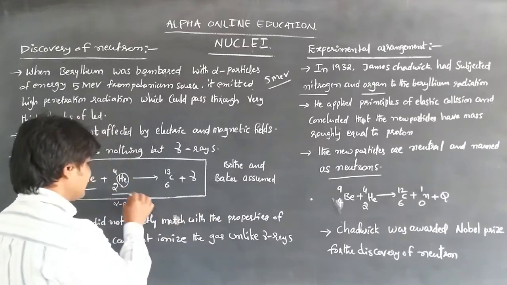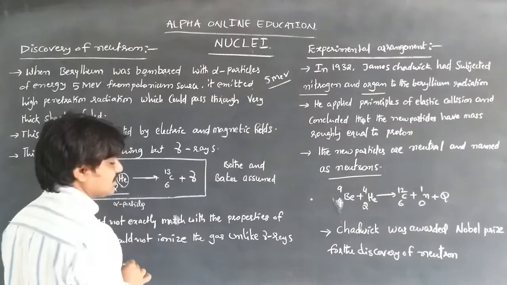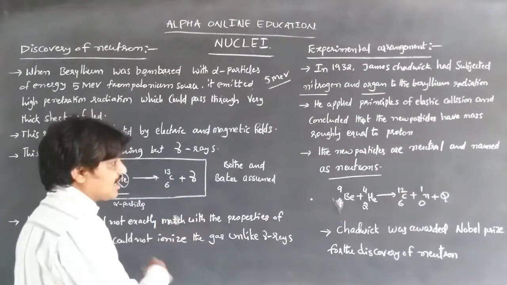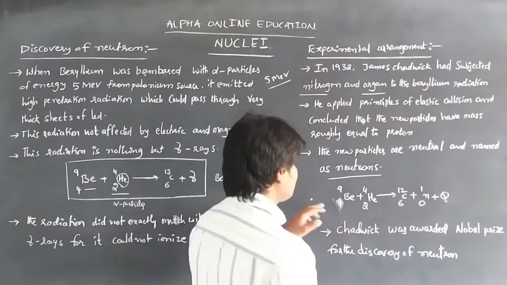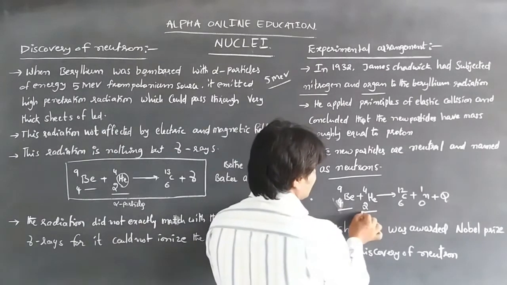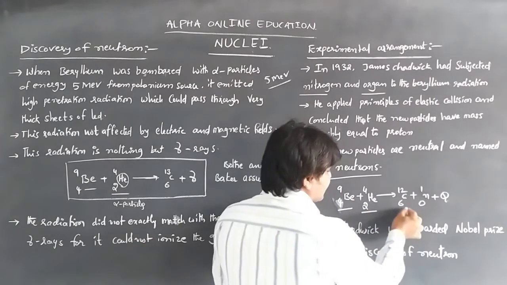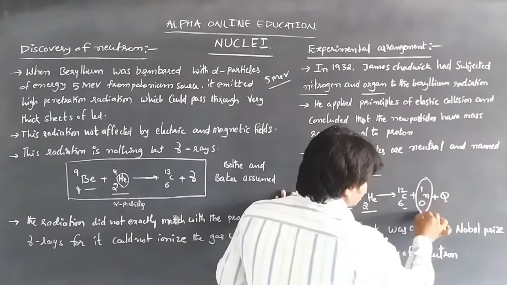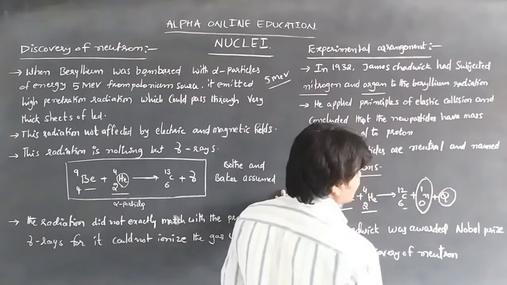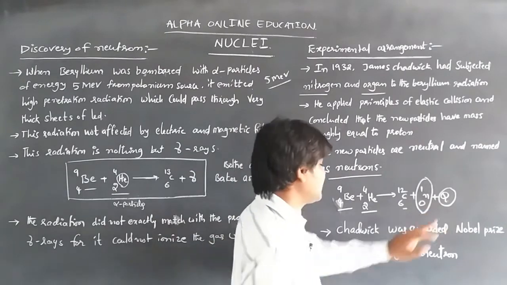This was given by Bothe and Becker, and then some radiation, that is gamma radiation, is emitted. They assumed that, but after that Chadwick gave another idea: when beryllium is bombarded with helium, meaning alpha particles of energy 5 mega electron volts, carbon is formed, and at the same time neutrons are emitted with some energy, 5.5 mega electron volts.